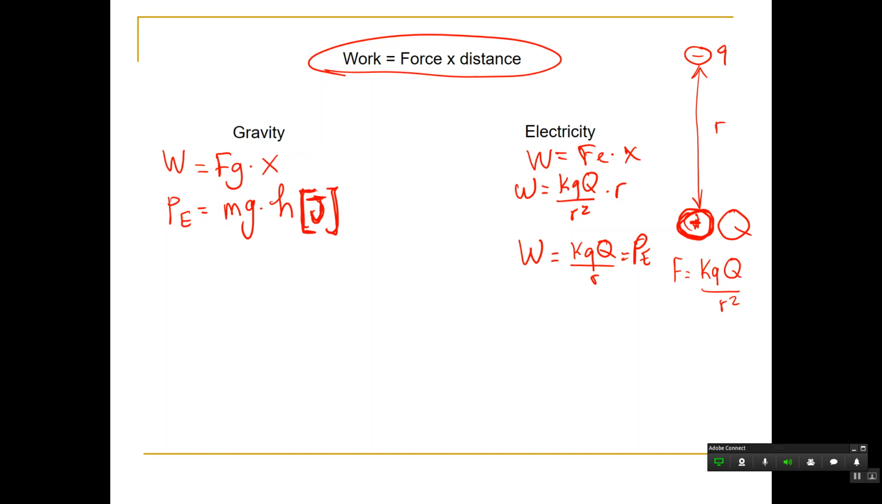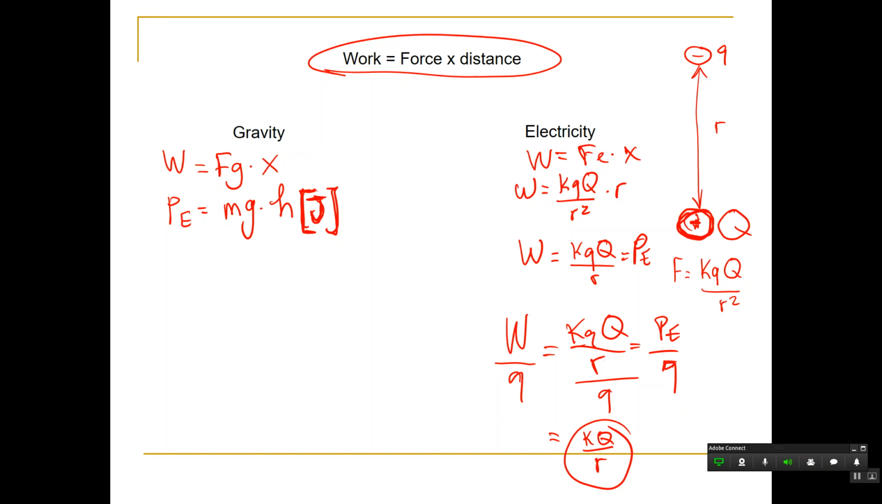There is a similar thing for potential energy in electricity. So if we took this potential energy and found the work per charge, in other words PE over Q, we end up with KQ over R over Q. If we do this to the equation to find out what the energy is per charge, what we end up with is KQ over R. And this here is something that you guys know inadvertently, which is voltage.